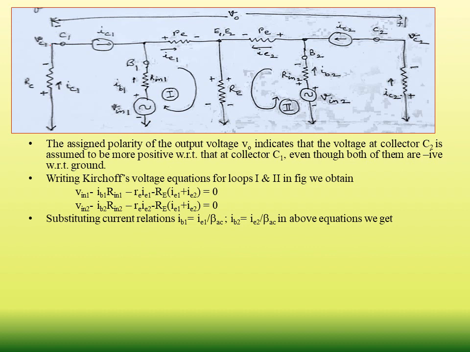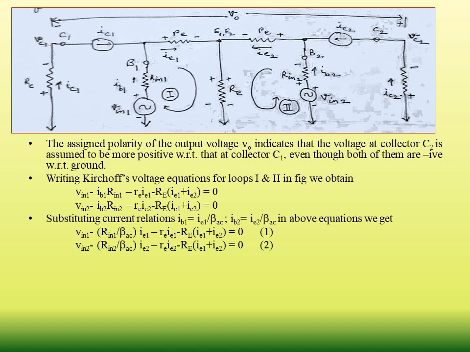Now here in place of IB1 and IB2 we can use the relations IE1 upon beta AC. This is because current gain is defined as beta, which is always equal to IE upon IB. So we can replace IB1 by IE1 upon beta AC. On replacement, we finally obtain the two relations.